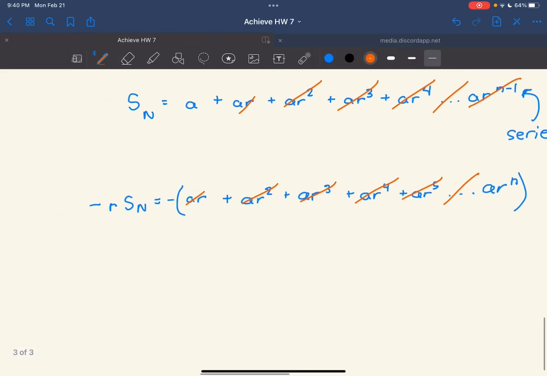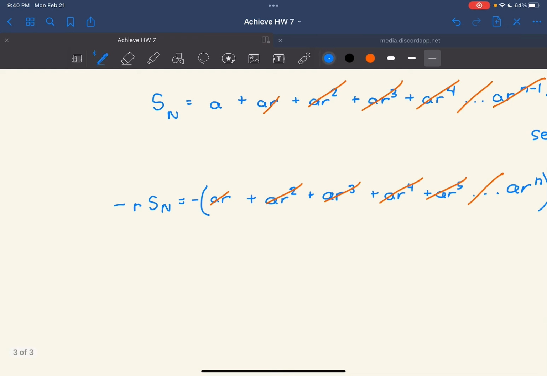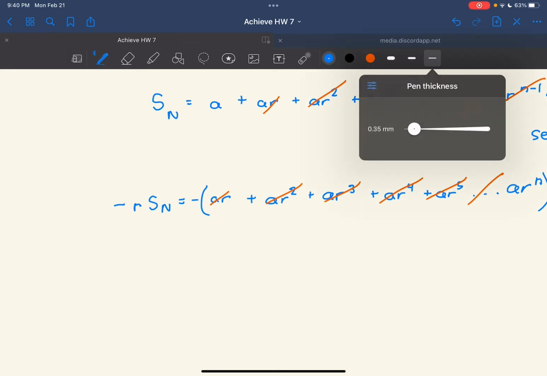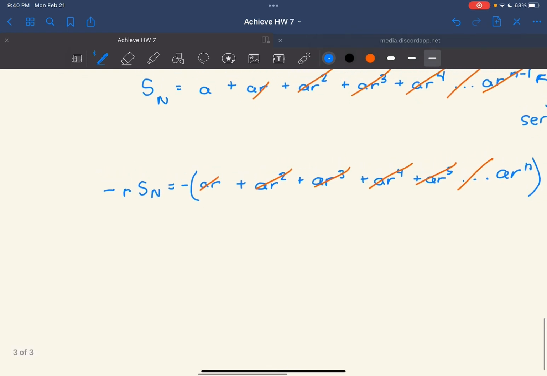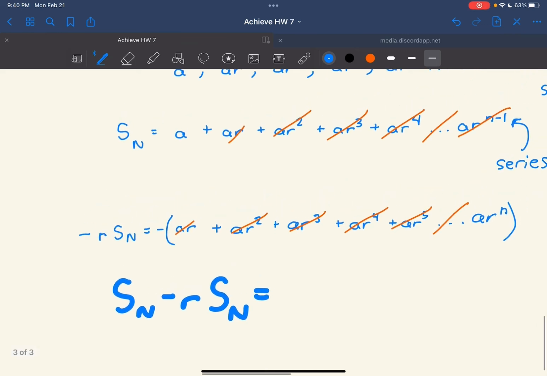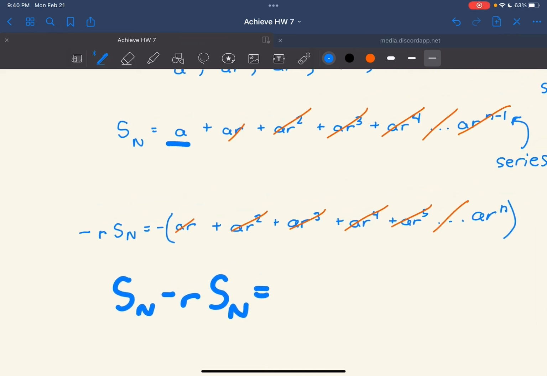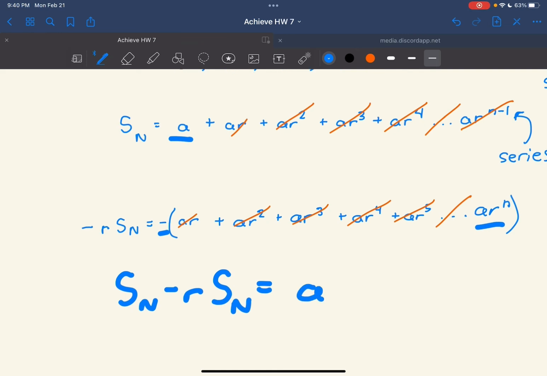So what do we have here? We have S sub n. This is pretty shocking math discovery. S sub n minus r S sub n is going to be equal to the things that we have left: A, and then you have your minus AR to the n. So A minus AR to the n.